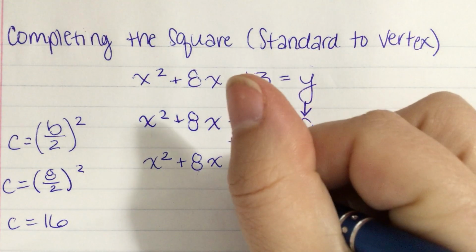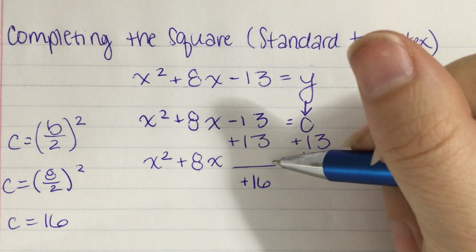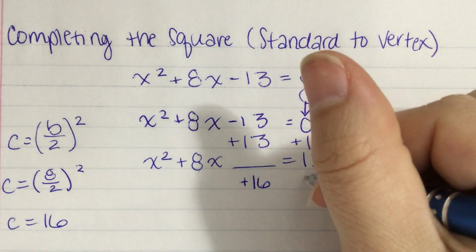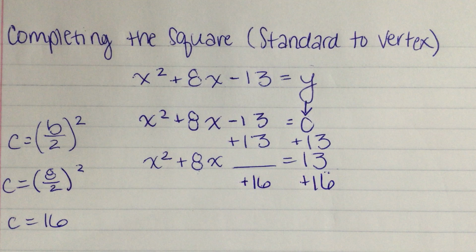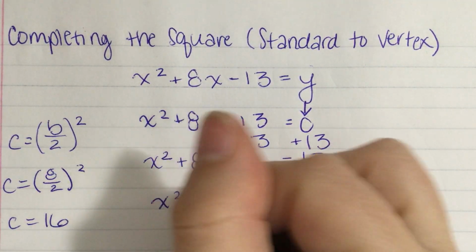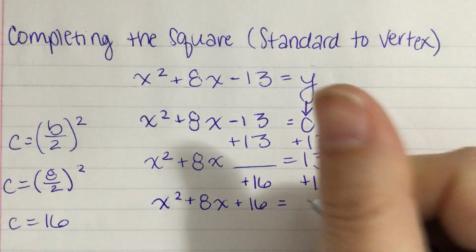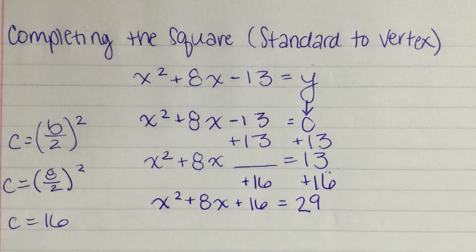What I'm going to do with that number is I'm actually going to add it. Okay, it's going to be going in that blank space, but if I'm putting it here, it also needs to go on the other side. So I'll be adding 16 to both sides. So what I'll be left with is x squared plus 8x plus 16 is equal to 29.